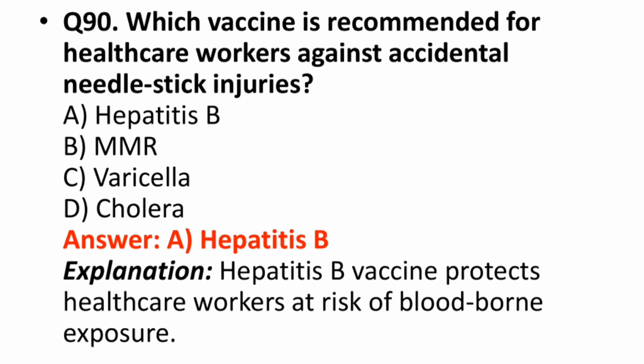Which vaccine is recommended for healthcare workers against accidental needle stick injury? Option A, hepatitis B. Option B, MMR. Option C, varicella. Option D, cholera. The correct answer is option A, hepatitis B. Hepatitis B vaccine protects healthcare workers at risk of bloodborne exposure.